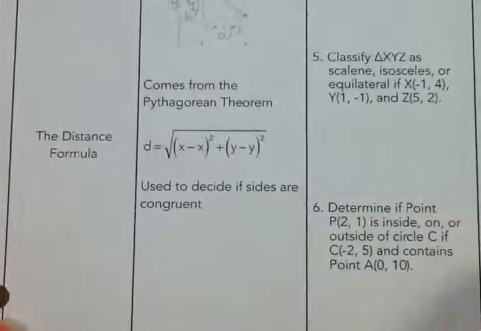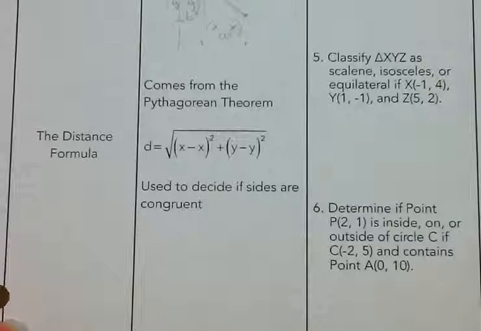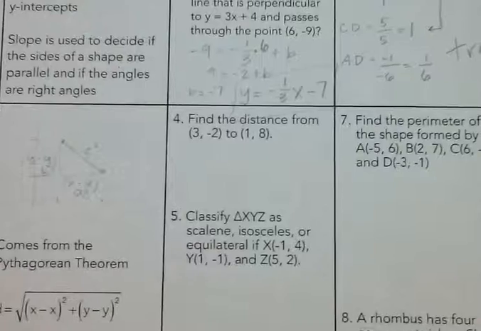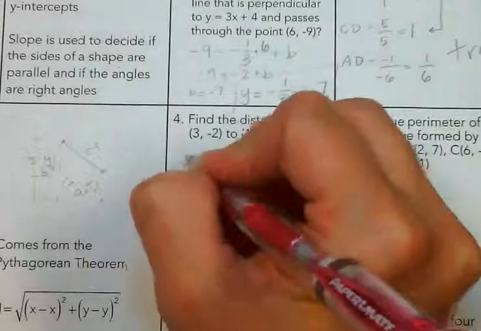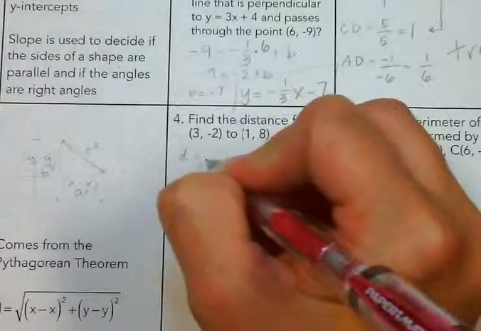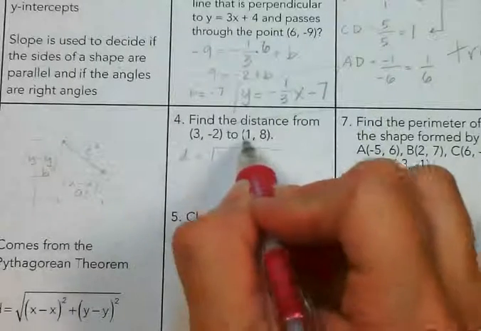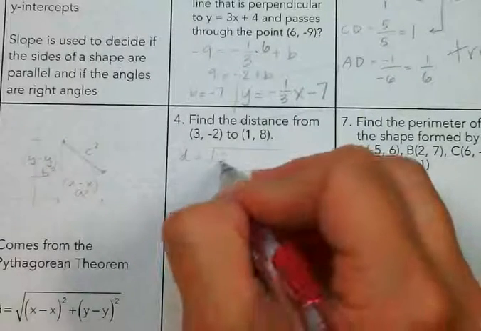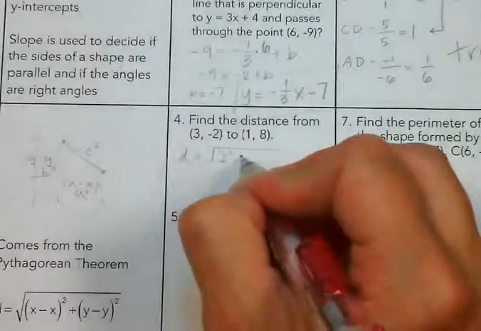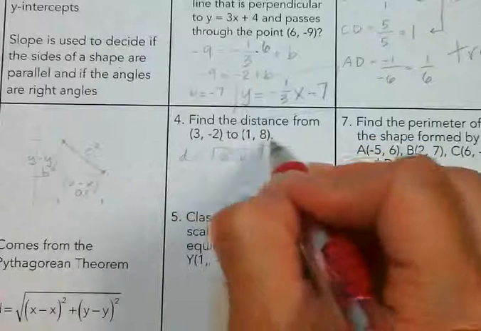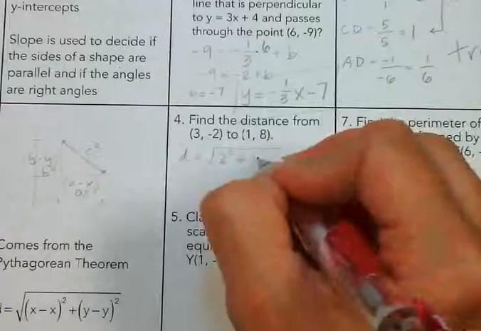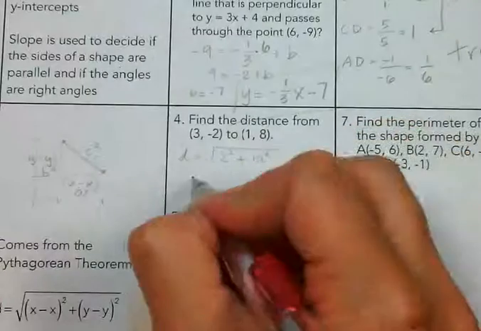What it does, it helps us prove if sides are congruent or not. Because if their distance is the same, that means their length is the same, which means that they're congruent. So number 4, easy one, just find the distance from those 2 points. So the distance between those 2 points, we need to do square root. So the distance between 1 and 3 is 2. So that's 2 squared, plus the distance between -2 and 8 is 10 squared.